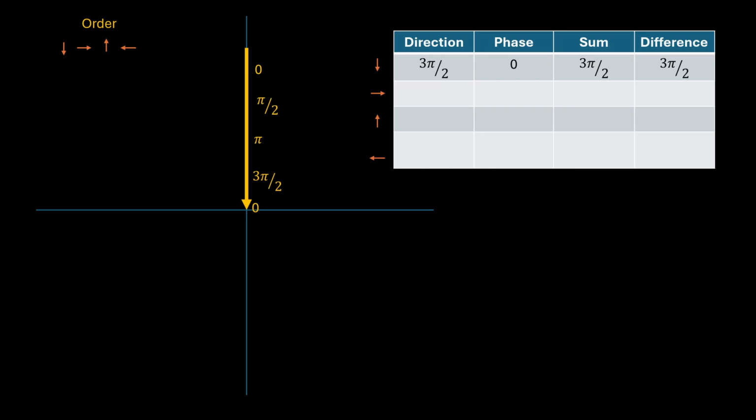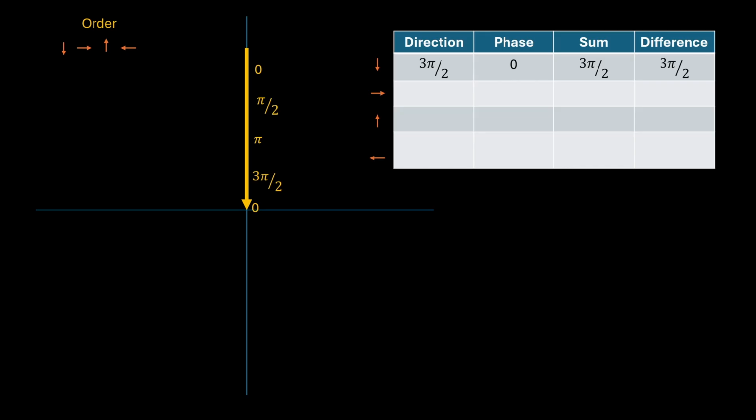Now we want a measure that takes the direction into account, so let's consider the alternatives. As one alternative, let's add the phase to the direction, and for a second alternative, let's subtract it from the direction. We put these values into the last two columns. They happen to be the same in this case, 3 pi divided by 2.